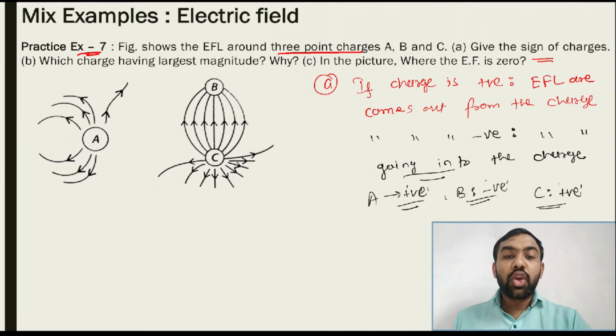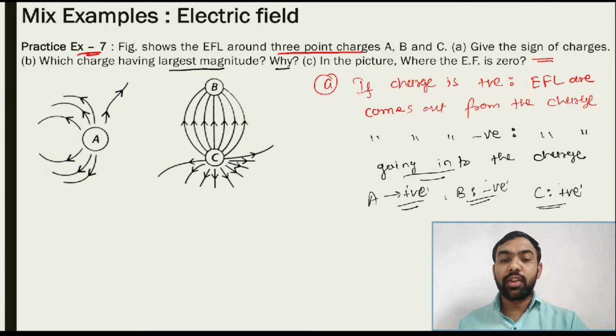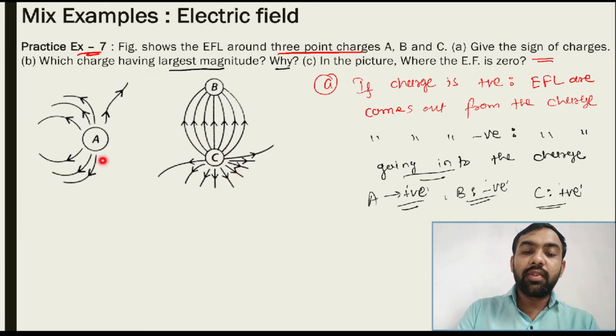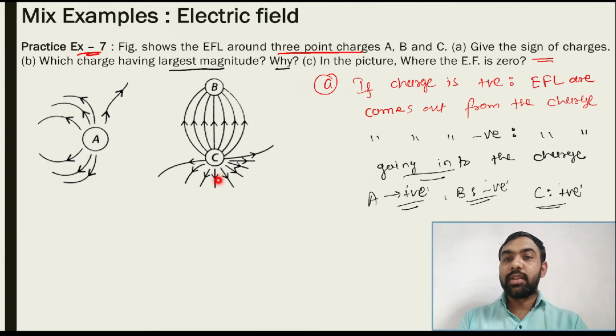First question. Now second question, which charge has the largest magnitude and why? So very simple. See, if the number of electric field lines is more, it means the magnitude of the charge is larger. If the number of field lines is less, then the magnitude of the electric field is also lower. So which charge has the maximum electric field lines? See, this charge has the maximum electric field lines. Here 1 2 3 4 5 6 7, and here 1 2 3 4 5 6 7 8 9 10 and so on. So C has the maximum electric field lines, it means the magnitude of charge C is maximum.